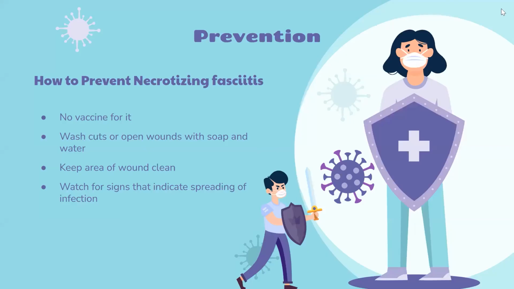Prevention of necrotizing fasciitis. There's currently no vaccine for this disease, but there are ways to reduce your risk in coming into contact with this bacteria. Washing cuts or open wounds with soap and water are good in preventing necrotizing fasciitis from infiltrating your body. Keeping the area of the wound clean and watching for signs that indicate spreading of infection are also good.